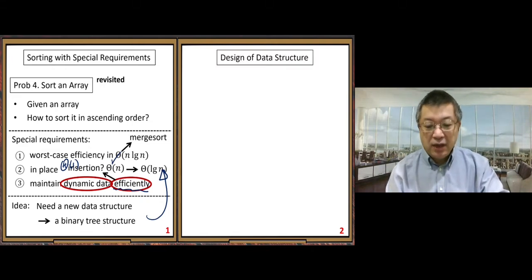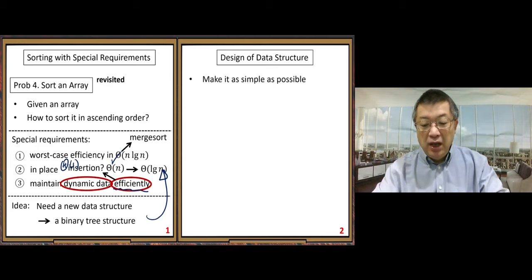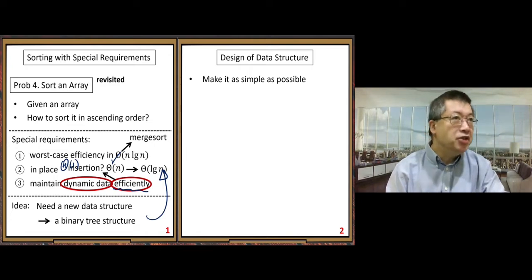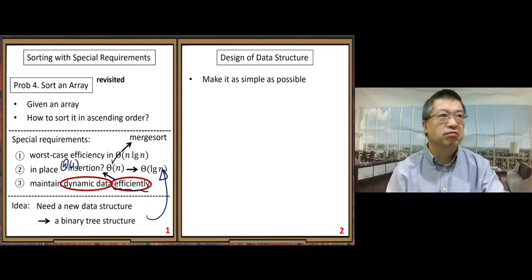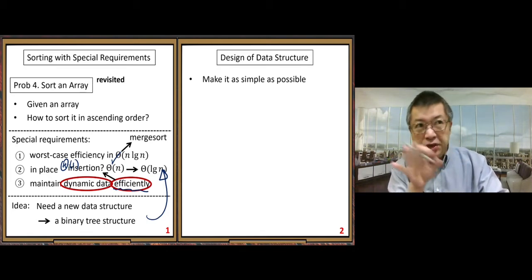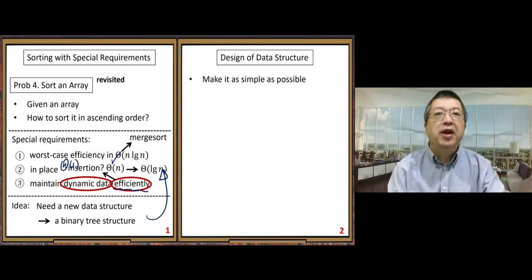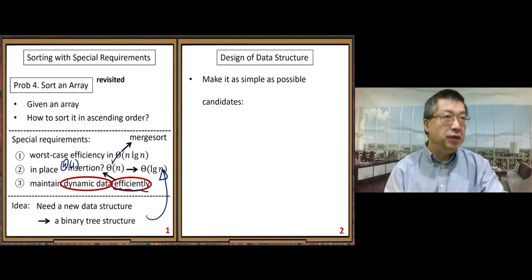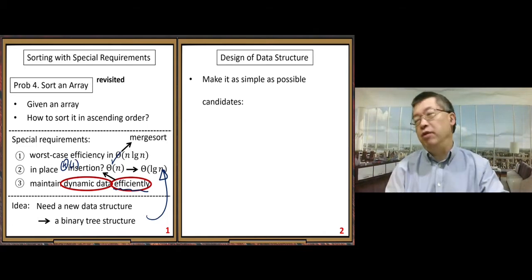All right, so next, design of data structure. How do we design our data structure? First, when we design it, we want to make it as simple as possible. We don't want to choose a very complicated data structure. The implementation cost is extremely high, not worth it. So first, we want to choose some relatively simple existing data structures. Let's look at our candidates, the data structures we have learned before.